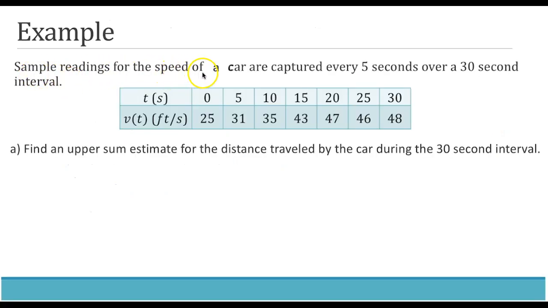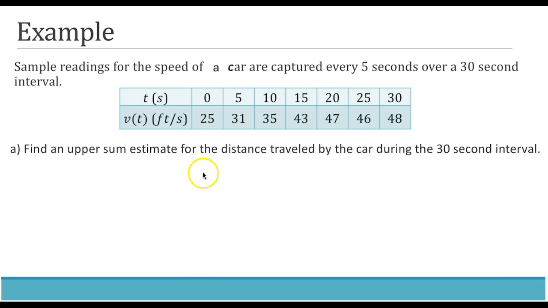Sample readings for the speed of a car are captured every 5 seconds over a 30-second interval. So here's a table of values. Time is in seconds every 5 seconds. We can see the speed in feet per second. So at 0 seconds, the car was going 25 feet per second. At 5 seconds, the car was going 31 feet per second, and so on. Part A, find an upper sum estimate for the distance traveled by the car during the 30-second interval.